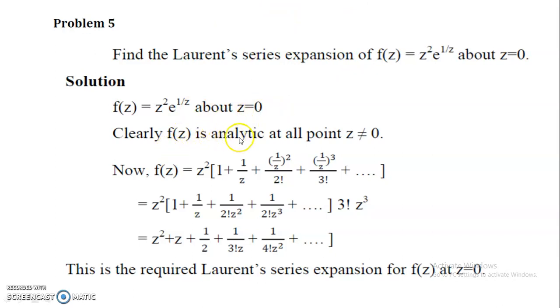Clearly the function f of z is analytic at all points except z equal to 0. So now we take z square outside, and in the expansion of e power x, x is replaced by 1 over z. Then you can simplify by multiplying z square in each term, including the 3 factorial term, multiplied with z square, z cube. So this is the required Laurent series expansion of f of z at z equal to 0.